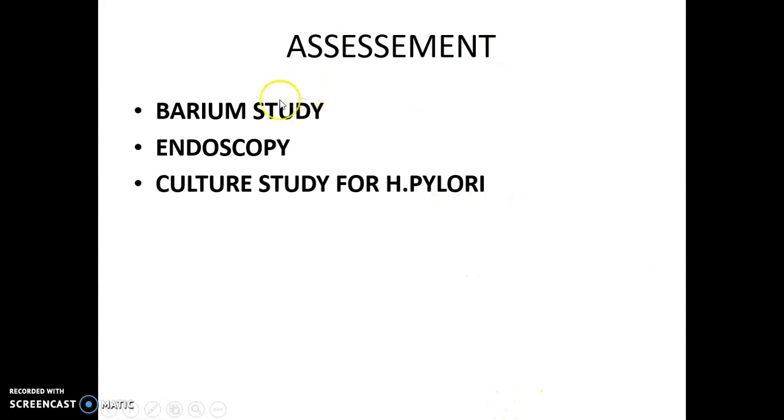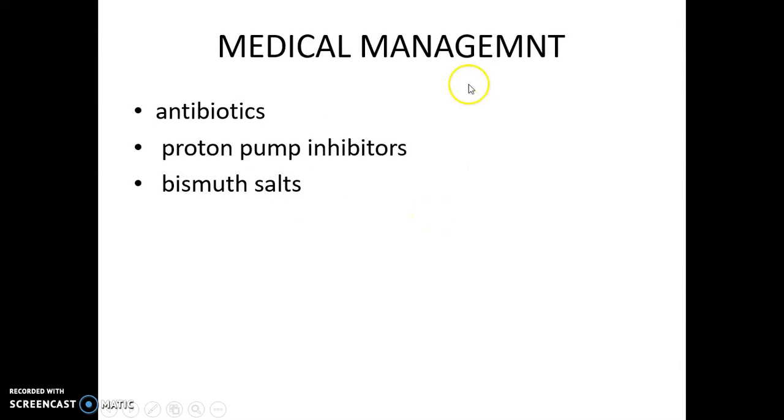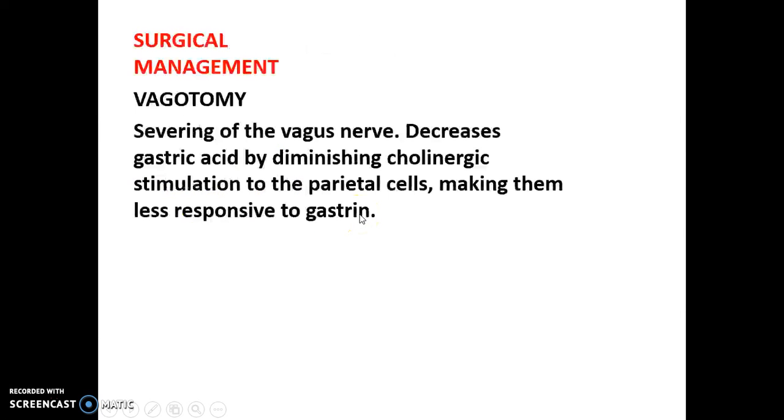Next, come to assessment: barium study, endoscopy, then you can do a culture study for H. pylori. Then medical management: you can give antibiotics, then proton pump inhibitors and bismuth salt. Bismuth salt and proton pump inhibitors help to reduce acid secretion, because more acid secretion will cause more ulcer and more problems.